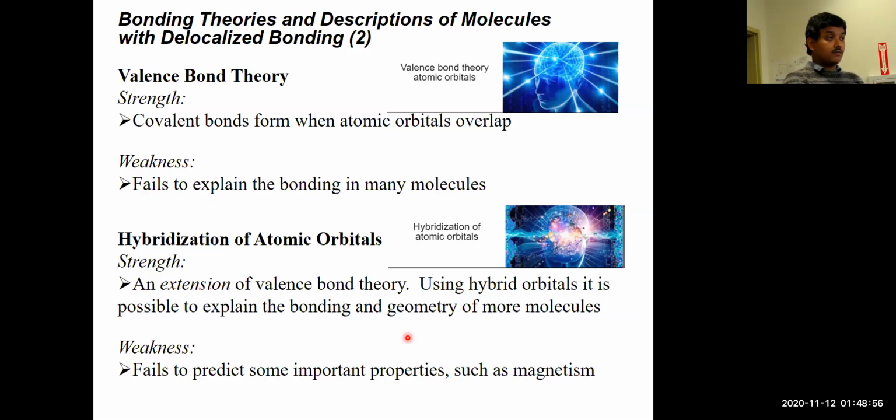However, it does have some weakness, right? That's why we have the last theory. It still fails to predict some important properties such as magnetism. Not a whole lot, not a bigger mistake, but it's a small mistake. But if you know hybridization of atomic orbitals, you would be like a high-level smart guy.